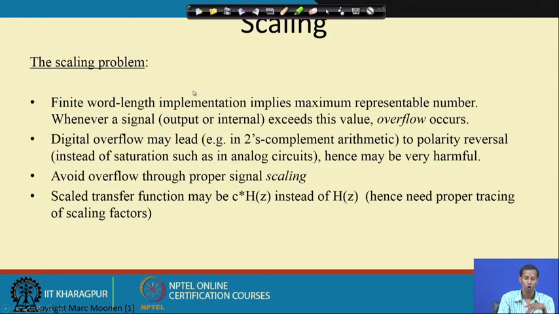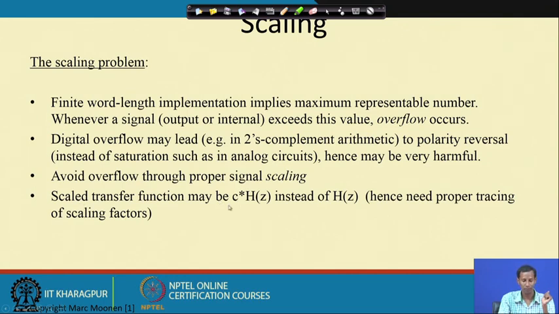Another point is scaling. So, what is scaling? Scaling is needed for finite word length implementation, which implies a maximum representable number. Whenever a signal exceeds this value, overflow occurs. Digital overflow may lead to polarity reversal, hence it may be very harmful to the hardware design. Avoid overflow through proper signal scaling.